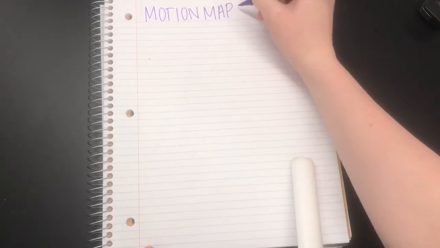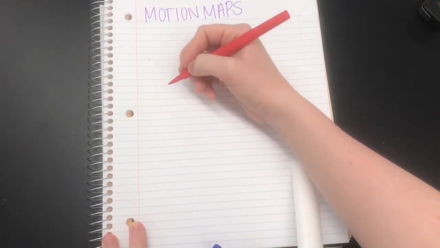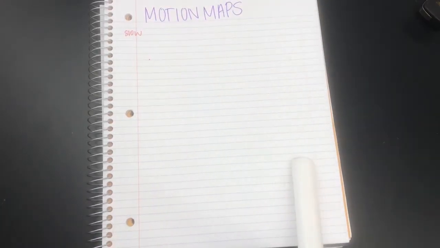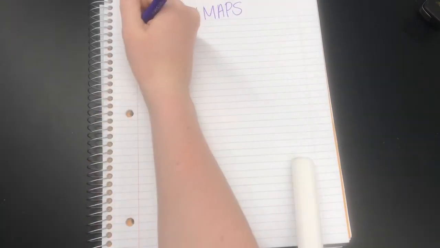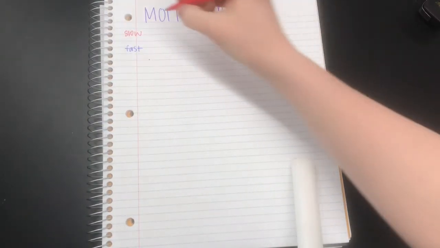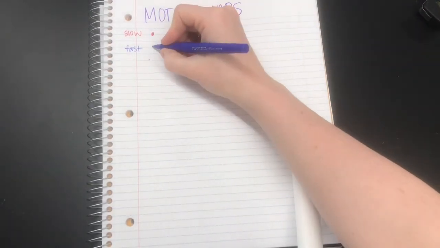All right, so please open up your lab notebooks with me and go to a blank page and label it as motion maps. So we are going to recreate what we just saw with the red and the blue beanbags. So reminder, the red beanbags were slow and the blue beanbags were fast. And both of these started at the same position.